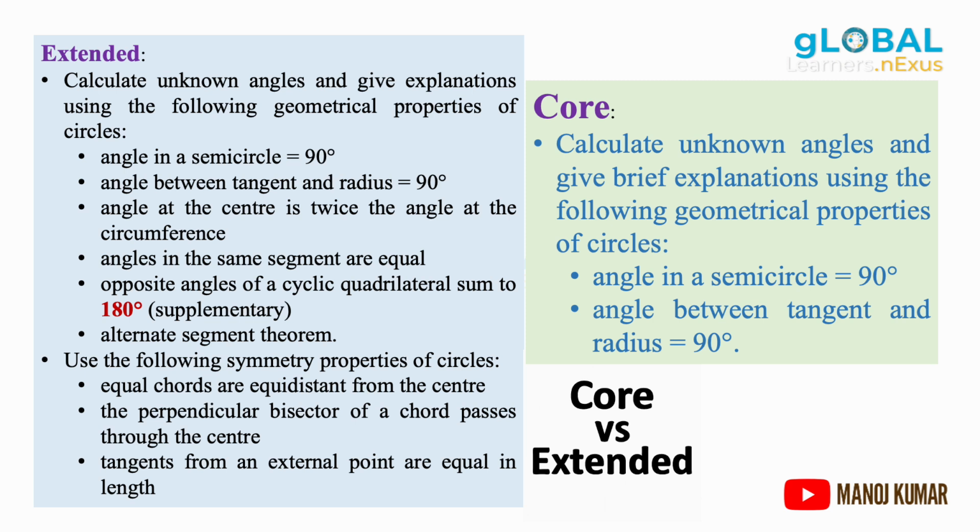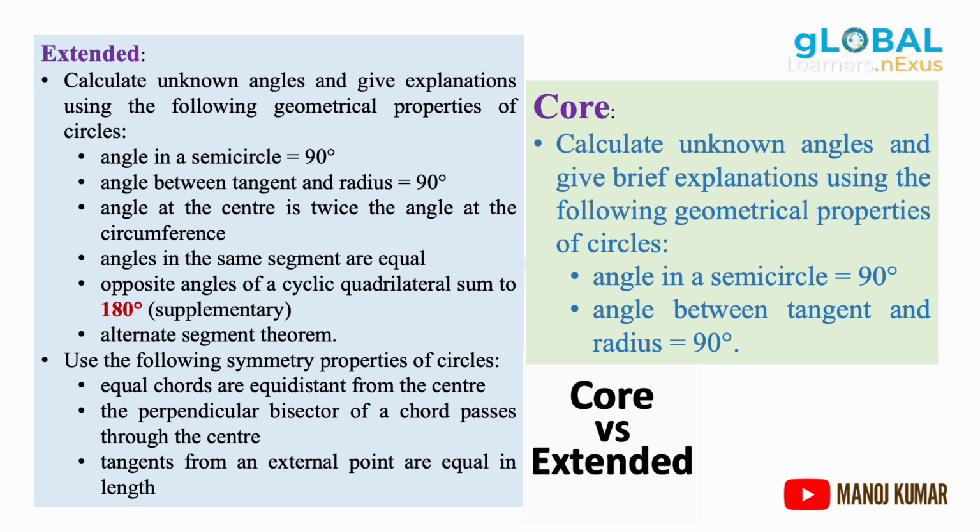For extended, you must also use additional angle and symmetry results to calculate angles and justify answers, namely: angle at the center is twice the angle at the circumference. Angles in the same segment are equal. Opposite angles of a cyclic quadrilateral are supplementary and add to 180 degrees. And the alternate segment theorem, together with symmetry facts.